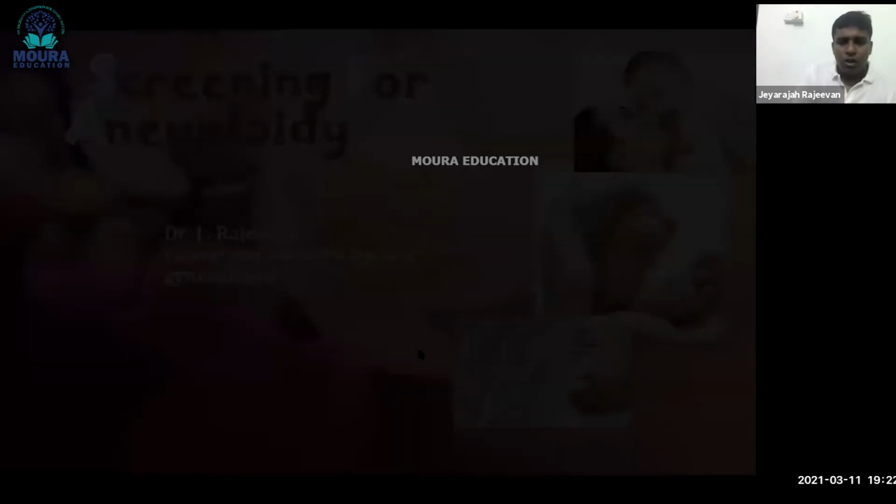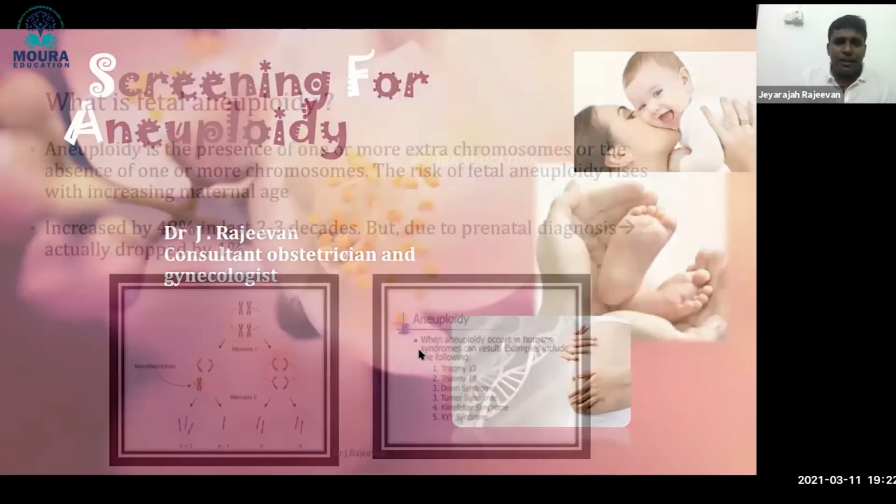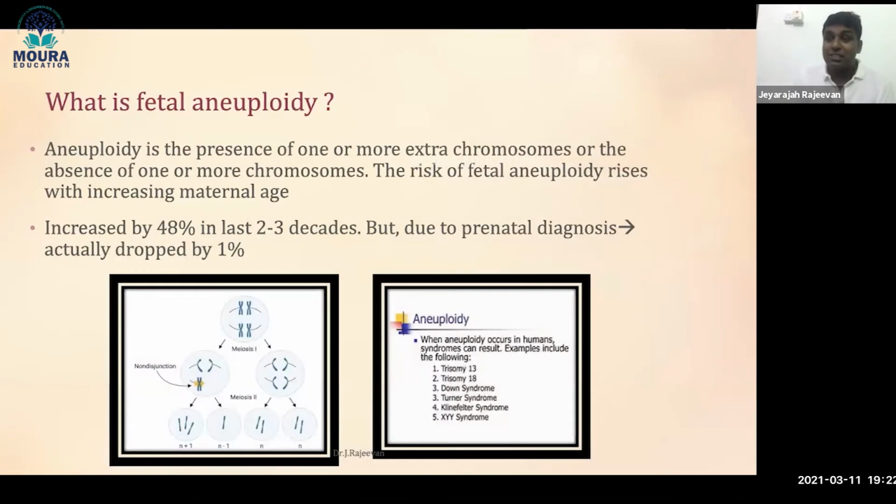I will teach you with a picture. We'll go with the presentation, then you might have some idea about this. Now you can see this. Aneuploidy is the presence of one or more extra chromosomes, what we discussed now, or the absence of one or more chromosomes. You can see here in this first picture, this is dividing into one. This is normal. But in this picture, it's not divided. Because of that, how many chromosomes are we having? Here, 3. This is called trisomy.